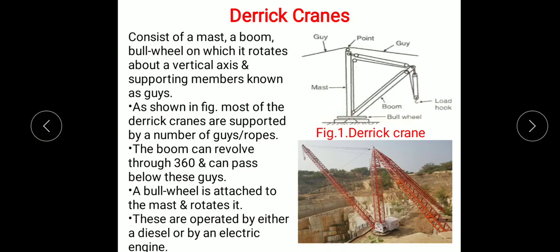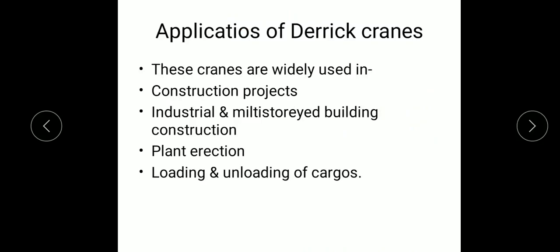So here the photo shows a derrick crane. Here we can see the various parts of a derrick crane. So this is the operating mechanism, this is a boom, this is a loading hook, and the various guys or ropes are provided. The derrick cranes are widely used in various construction projects as well as industrial and multi-storied building construction. It can also be used in erection of any kind of plant, and it is also used for loading and unloading of cargoes in docks and harbors.